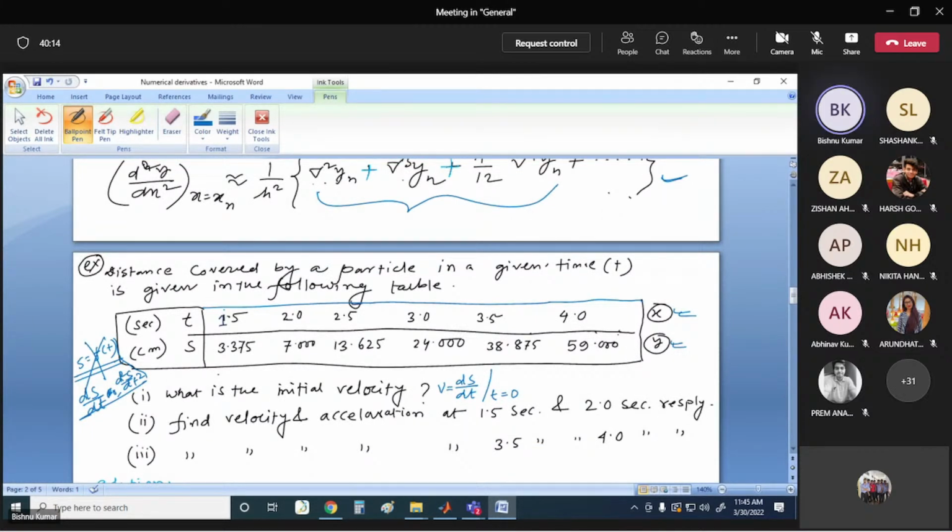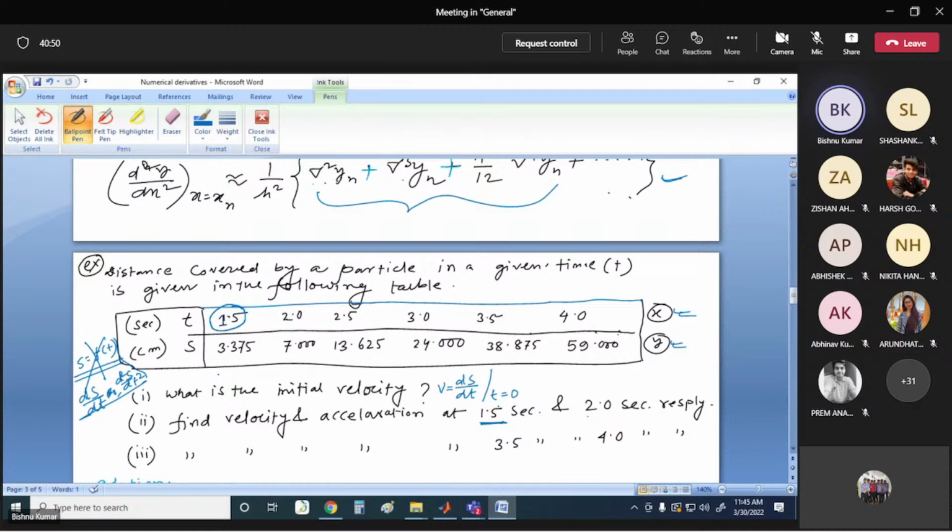Because t equals 0 does not coincide with this point. Now, if you are asked to find the velocity and acceleration at 1.5, that 1.5 is the first point, and you know the expression for finding the derivative at the first point. Is it clear? Yes, sir. Okay, so find the velocity and acceleration, meaning at that point the first derivative and the second derivative.